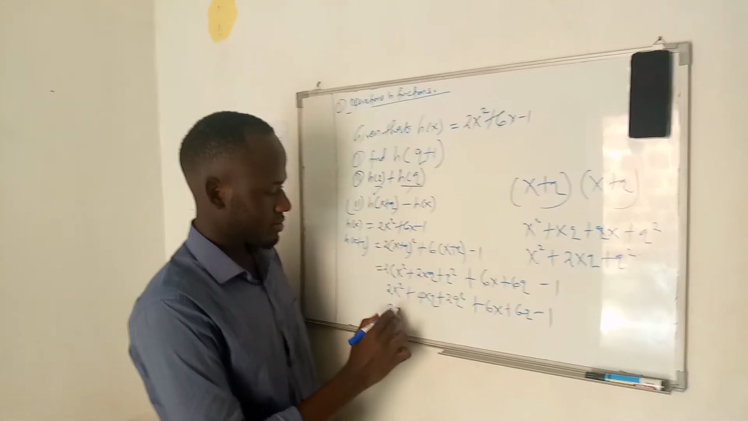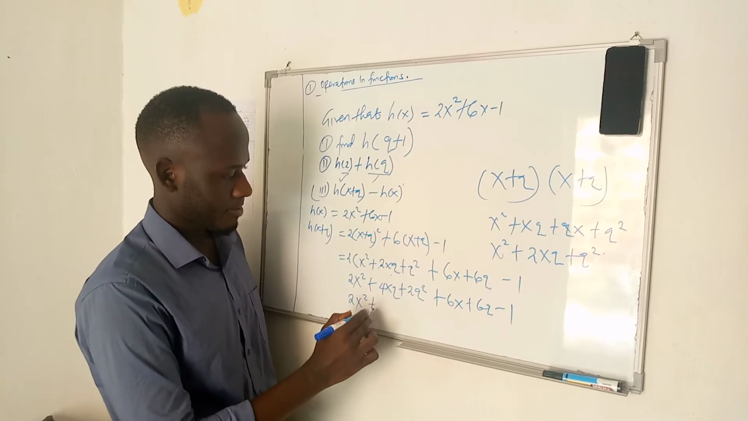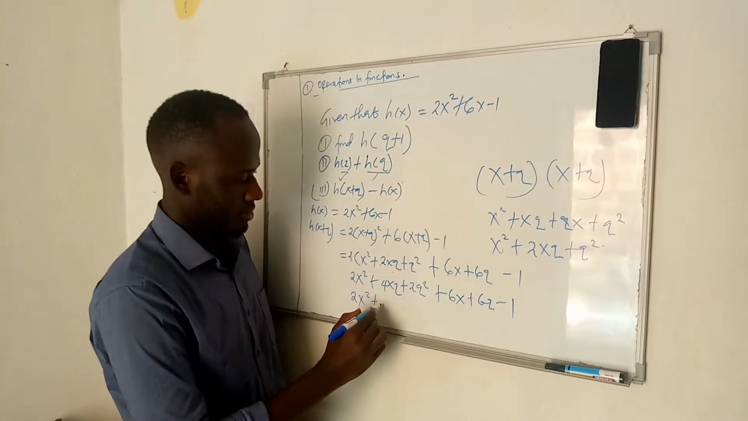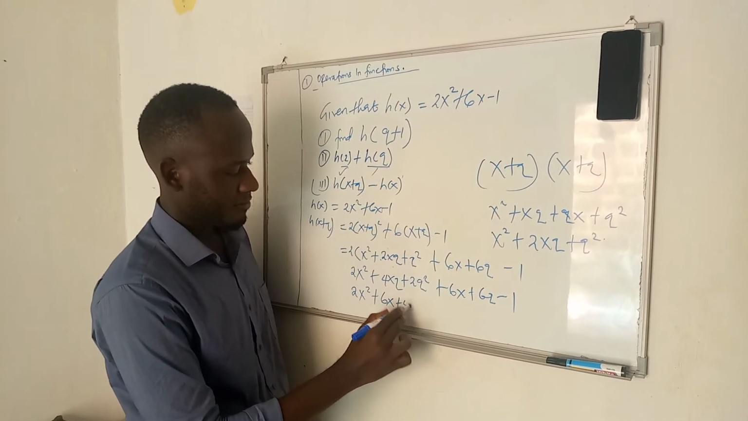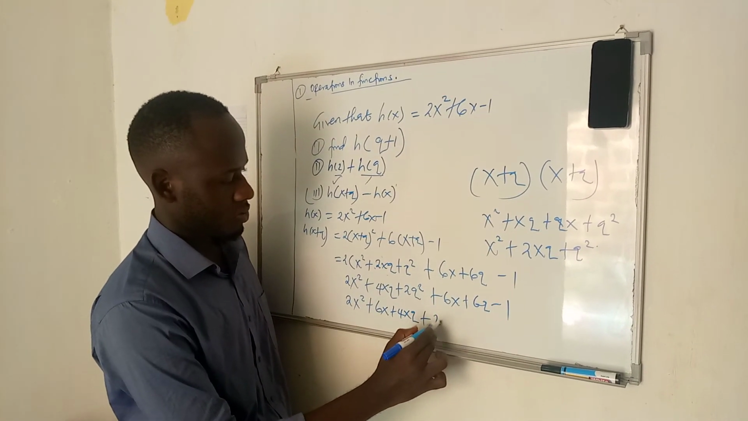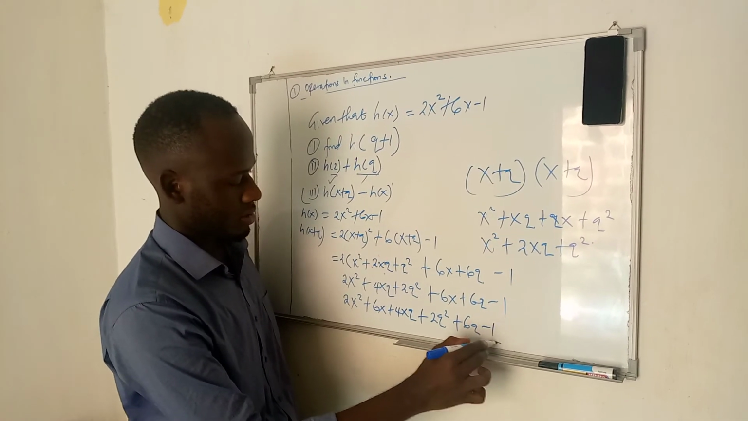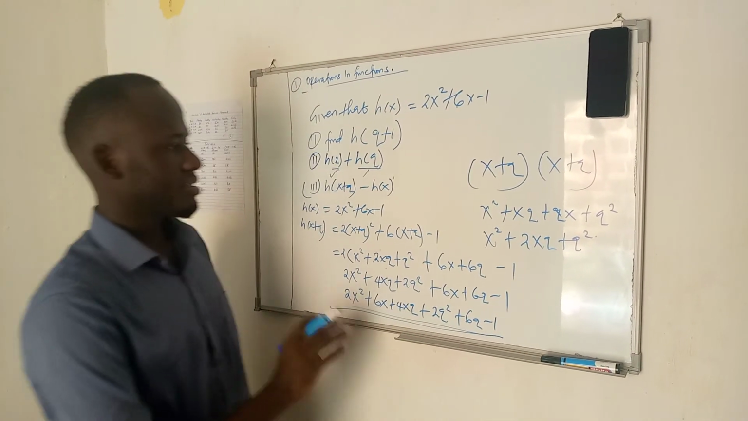We collect like terms. This will be 2x squared plus 6x plus 4xq plus 2q squared plus 6q minus 1. You solve it from there. That is the equation that we get.